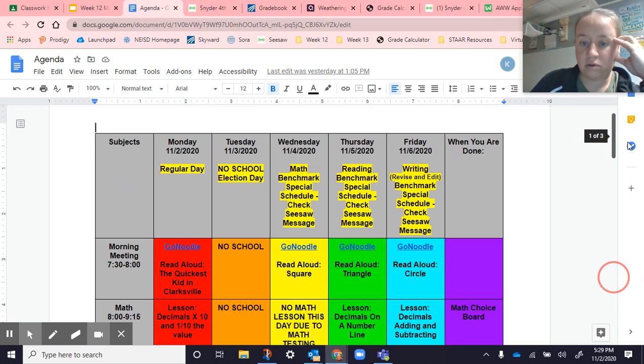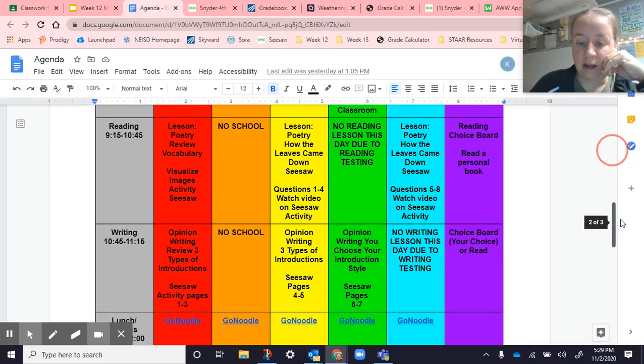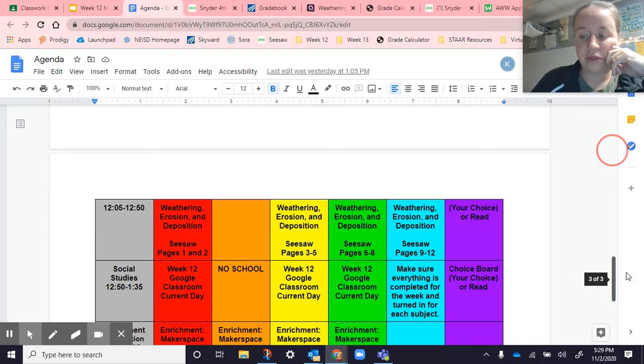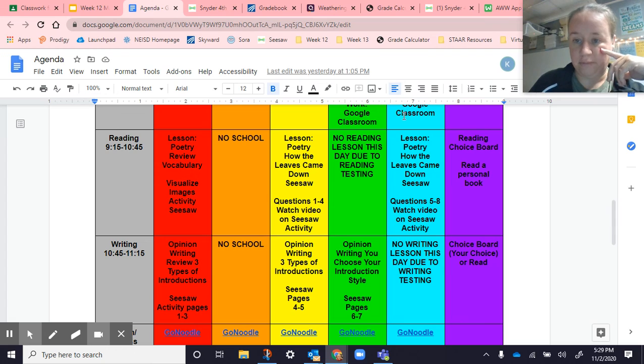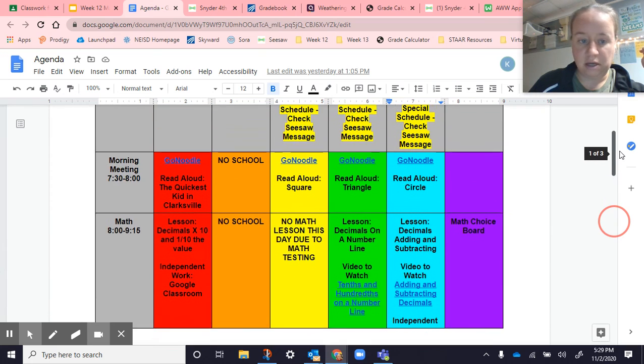Same thing on Thursday. This time you'll have a math lesson, a writing lesson, a science lesson, and a social studies lesson. They're short, they're not going to take too long, but you need to make sure they're getting done. Same thing on Friday. Keep referring back to this and which day it is, and it tells you exactly where to go. Most of it's on Seesaw, so I could record really easily. Everything's recorded, ready for you, and should not have any issues.